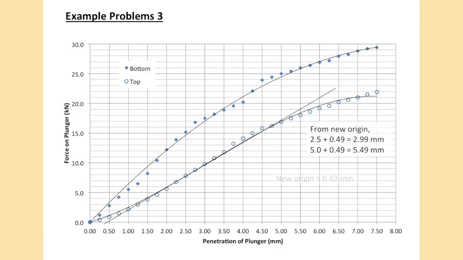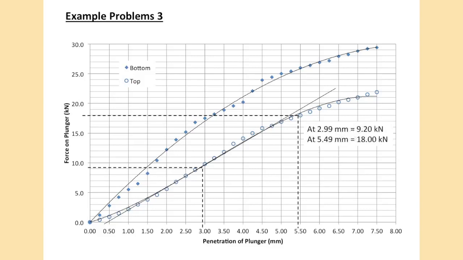Now, determine the load at 2.5 mm and 5 mm penetration from the new origin, which are located at 2.99 mm and 5.49 mm respectively. Draw vertical lines from the 2.99 mm and 5.49 mm penetration and determine the load from the curve respectively. Therefore, the loads are 9.2 kN and 18 kN at 2.99 mm and 5.49 mm penetration respectively.